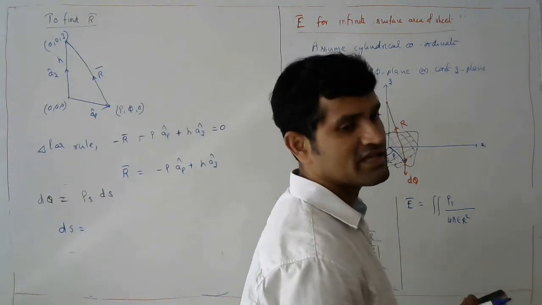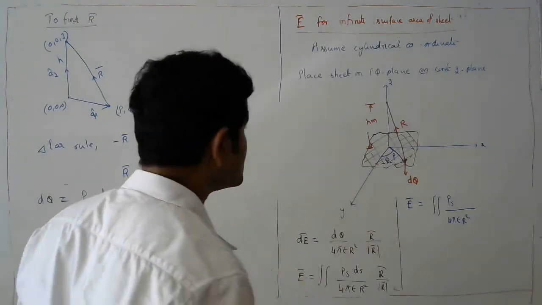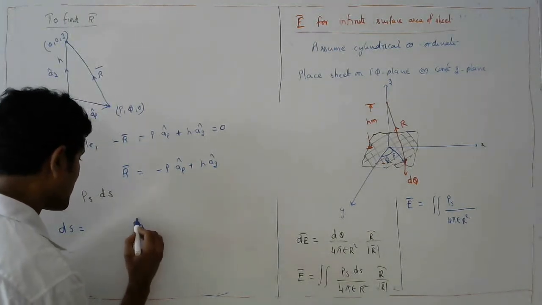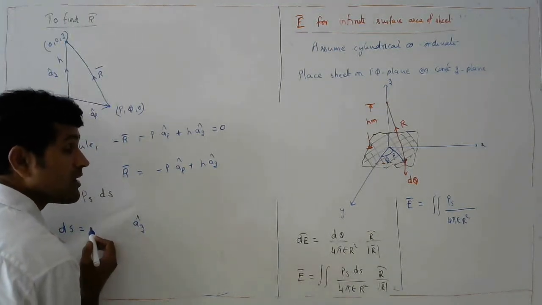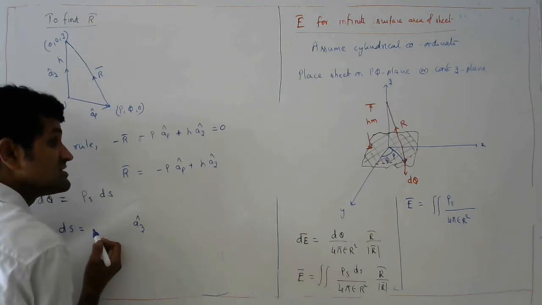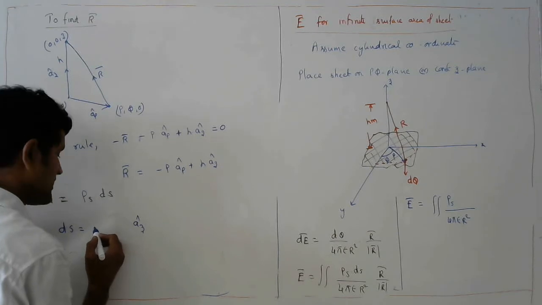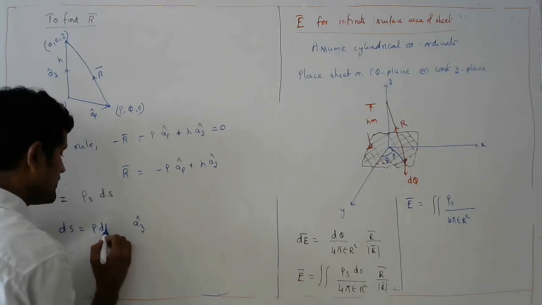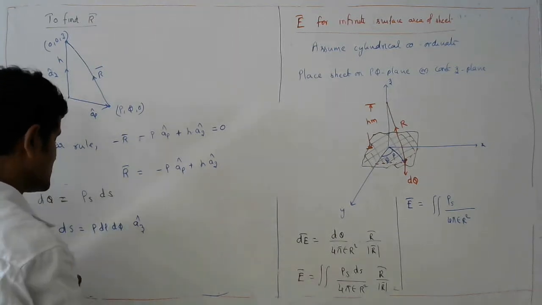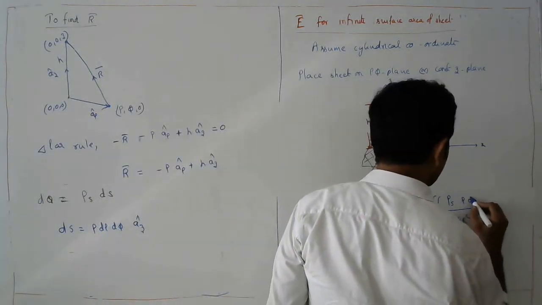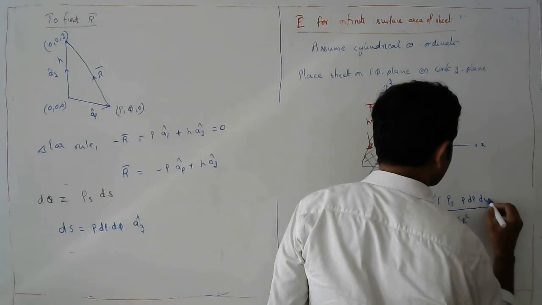The sheet is placed on the xy plane. The xy plane means it is in the direction of a z cap, and it is lying on the rho phi plane. On the rho phi plane, the differential surface area expression is equal to what? d rho into rho d phi. So rho d rho into d phi is the expression for the differential surface area.